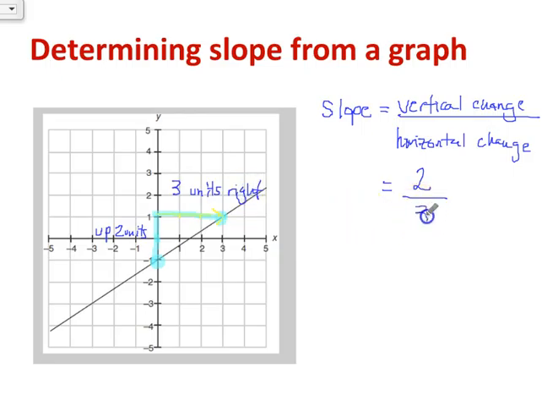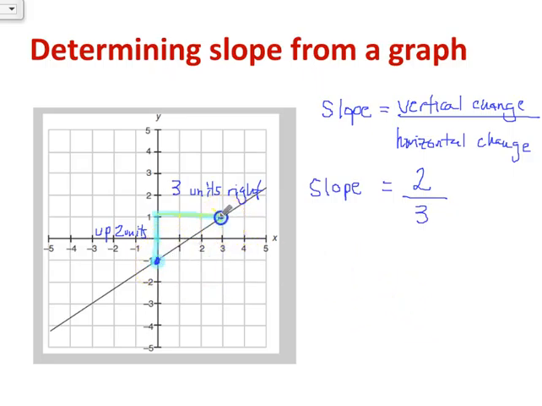So I'm going to put 3 for my horizontal change, and I'm going to put it as positive because when we move to the right, that's going to be positive movement. If we move to the left, that would be negative movement. So the slope would be 2/3. So that was pretty easy to do.